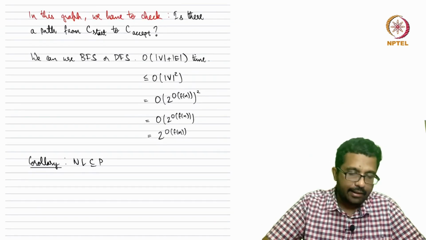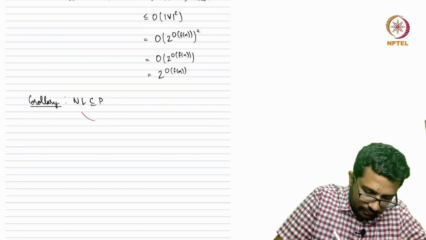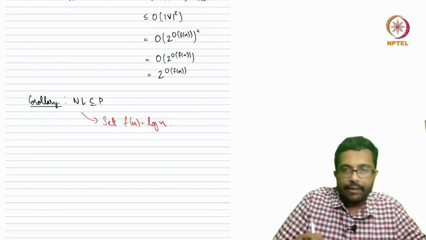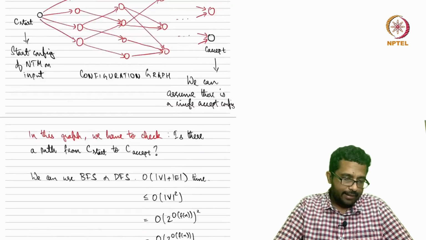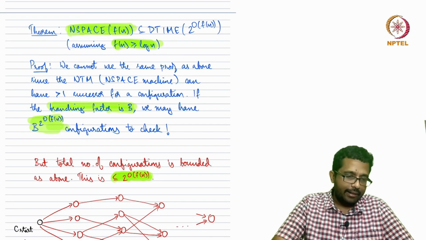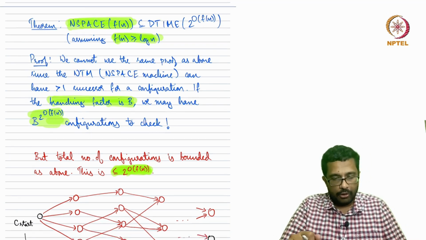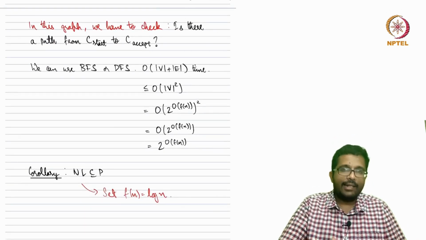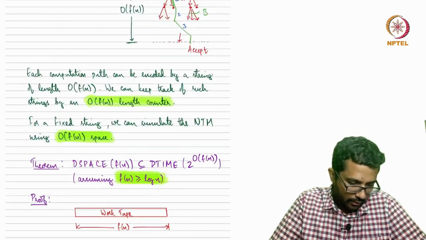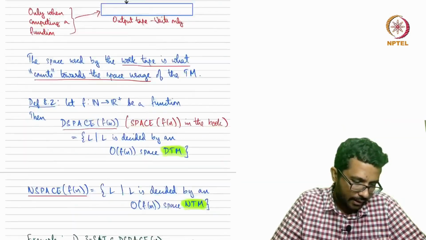And this implies that by setting f(n) to be log n, we get that NSPACE of log n is NL, and DTIME of 2 power O(log n) is basically DTIME of n power some constant, which is polynomial time. So this shows that NL is contained in P, right? So yeah, I think that is what I want to say in this lecture, lecture number 57.